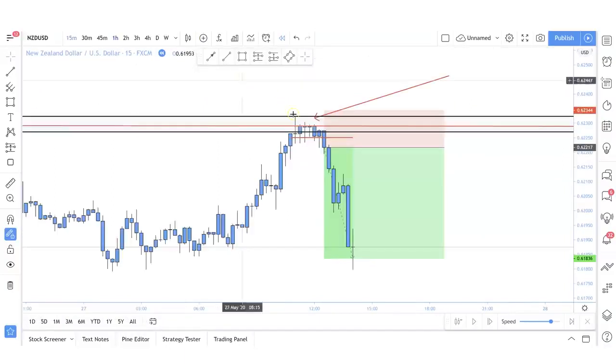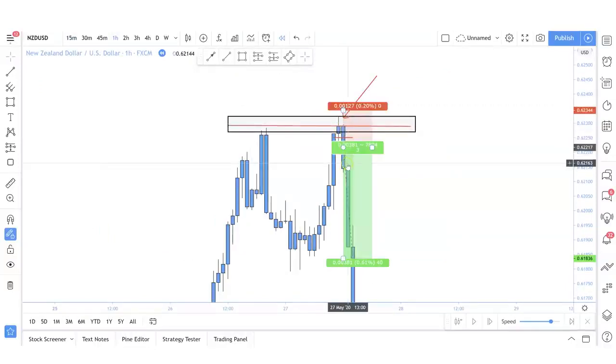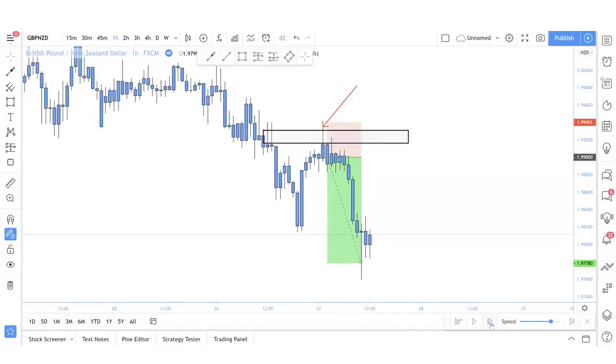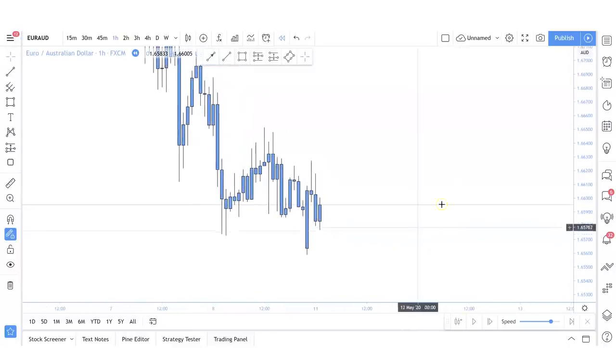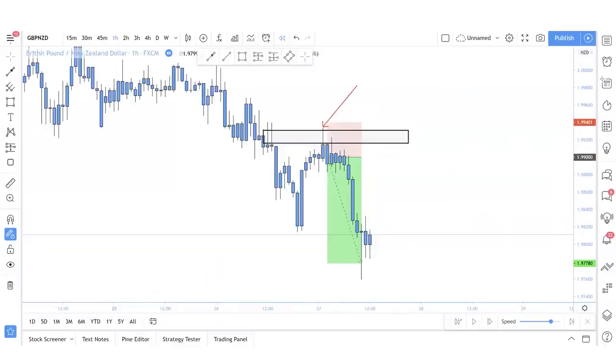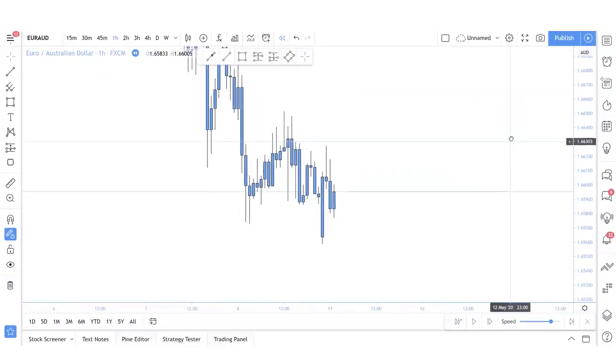Remember example number 1, we looked at the depletion here and then the momentum shift. On pound New Zealand dollar, we see strong bullish pressure with a depletion with a wick rejection. And as you can see, we took this trade and we done pretty well with our take profit. So now let's move on to our final example. Our final example is going to be on Euro Aussie dollar. So with New Zealand dollar USD, we looked at a reversal. With pound New Zealand dollar, we looked at a continuation. And for our final example, we're going to look at a reversal.